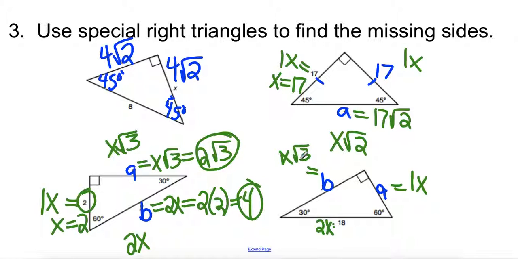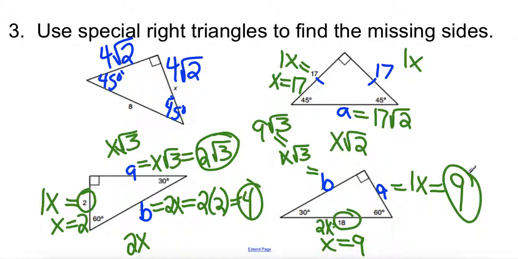The one that we can solve is down here at the bottom. 2x equals 18. So if we divide that, we find out that x equals 9. So now we can plug that in over here for a. 1 times x, or 1 times 9, is going to be 9. And we can plug it in over here for b. It's going to be 9 root 3. So the sides of this triangle are 18, 9, and 9 root 3.